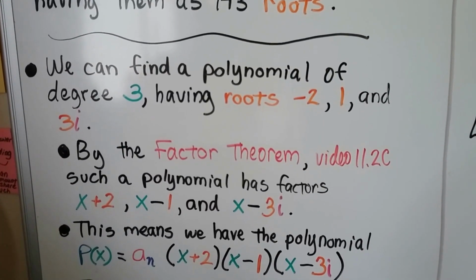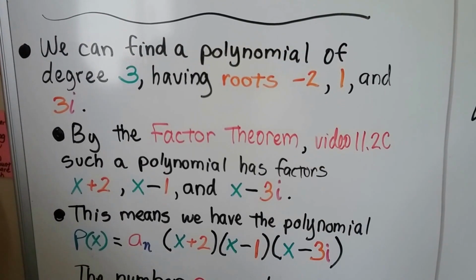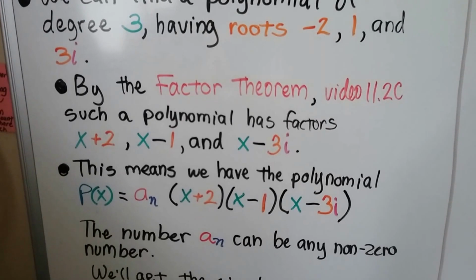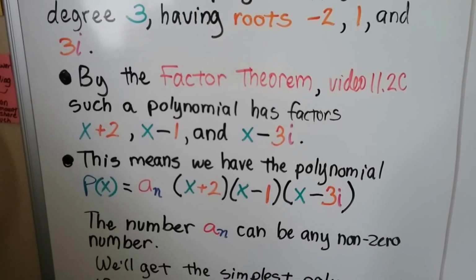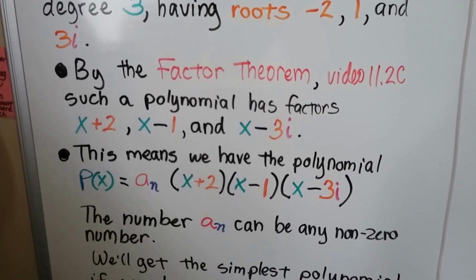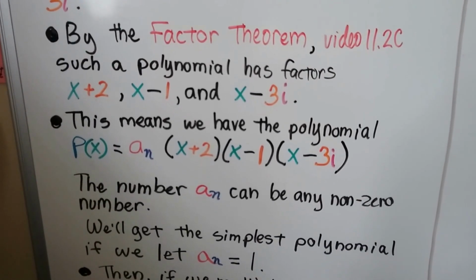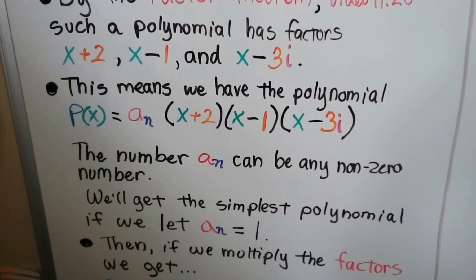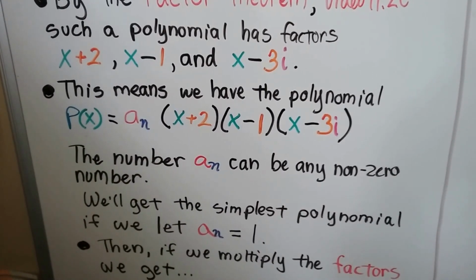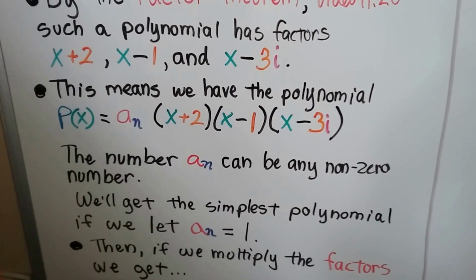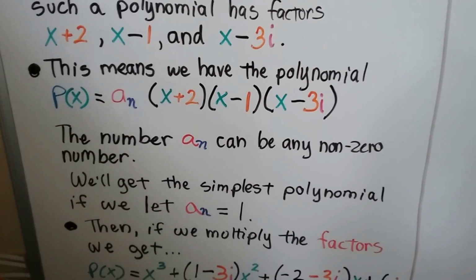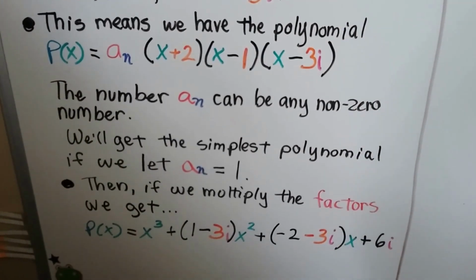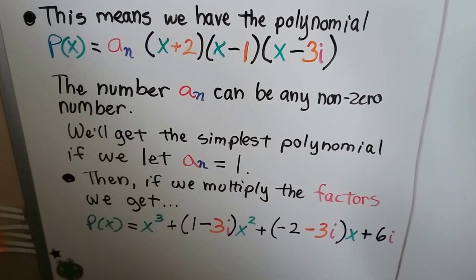We can find a polynomial of degree 3 having roots -2, 1, and 3i, and by that factor theorem, that one from video 11.2c, such a polynomial has factors x plus 2, x minus 1, and x minus 3i. Well, this means that the polynomial p of x equals a sub n, see it's got a little subscript n there, times x plus 2 times x minus 1 times x minus 3i, and that number, a sub n, can be any non-zero number. We'll get the simplest polynomial if we let a sub n equal 1.